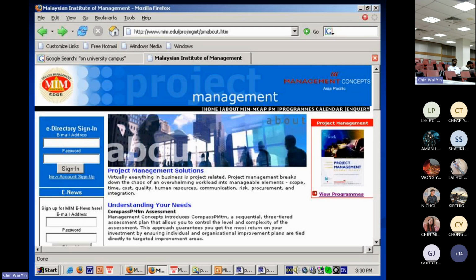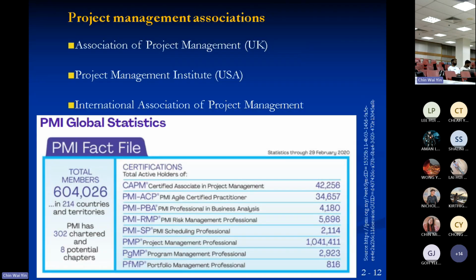So there's also membership for project managers, such as the Project Management Institute. These are some examples of project management associations. So the Project Management Institute, or the International Association of Project Management, just to name a few. This one is taken from the Project Management Institute, which is a global institution, an association. Malaysia also has a charter, the PMI charter.